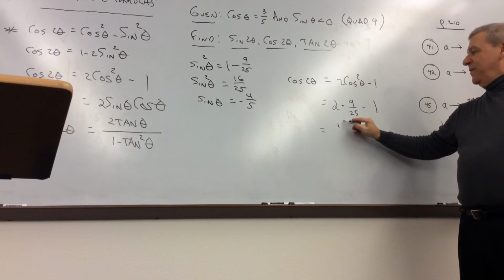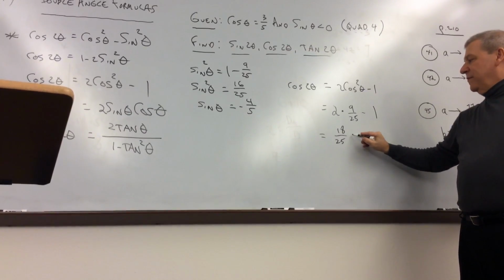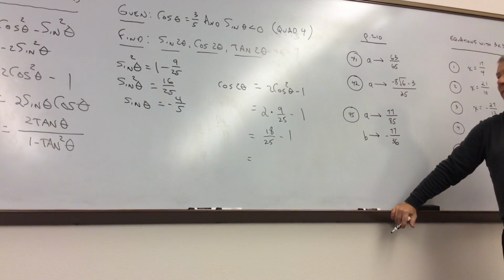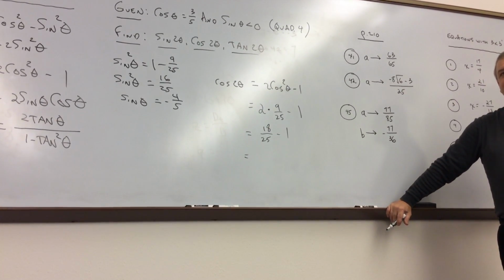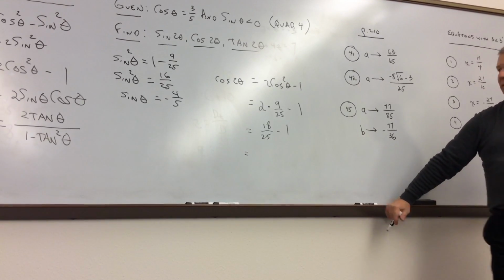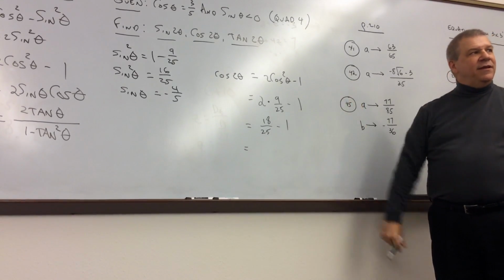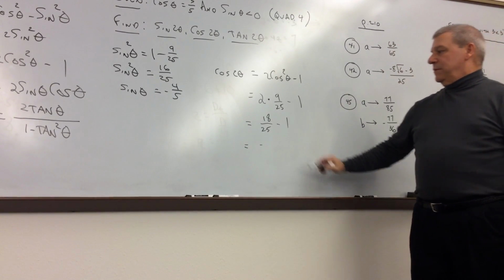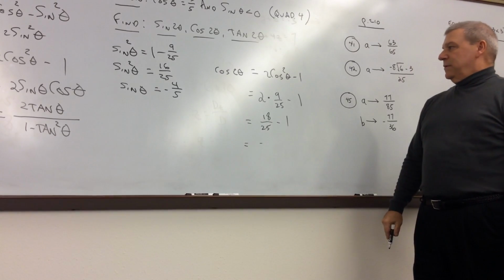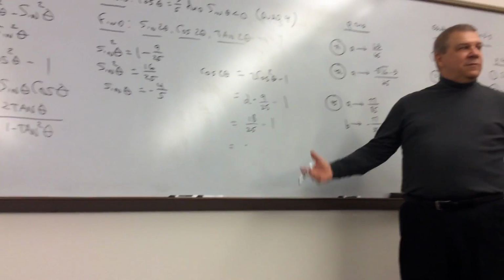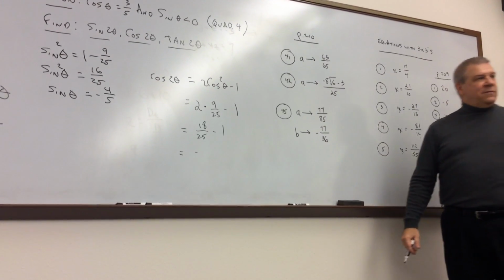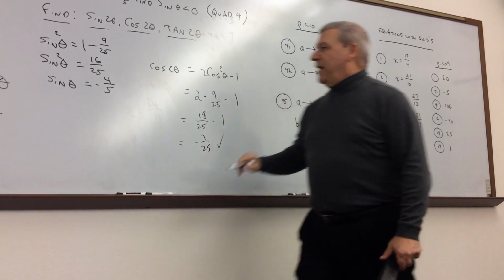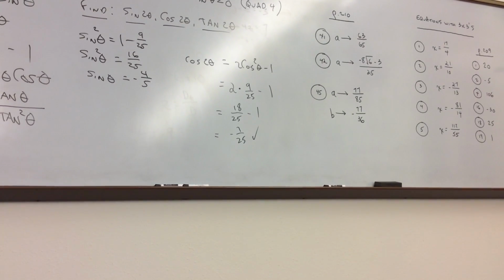2 times 9/25 is 18/25. Minus 1. Now just go ahead and get a common denominator. What's that going to be? What's 18/25 minus 1? Minus 25/25, just LCD. Noah? Negative 7/25. Negative 7/25. There's that one. There's this one.